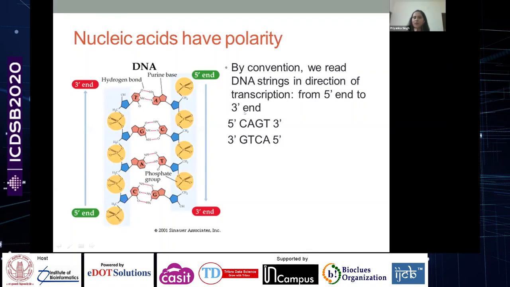By convention, we read a DNA strand in the direction of the transcription. Transcription basically happens from 5' to 3' direction. So you must have seen the way we write the nucleic acid. For instance, in this example, at the 5' end, there is a cytosine. So we say CAGT. This is 5' to 3' direction. And for the other strand, the 5' to 3' direction is in the opposite way. So there is GTCA.